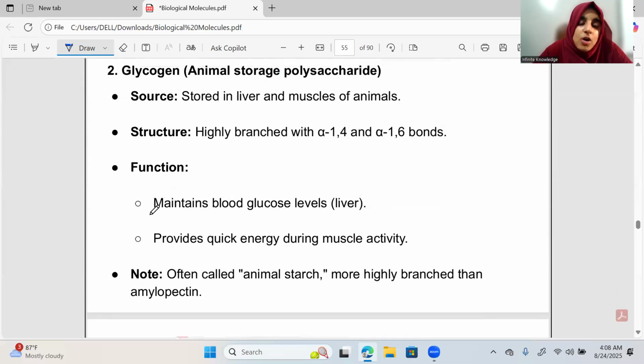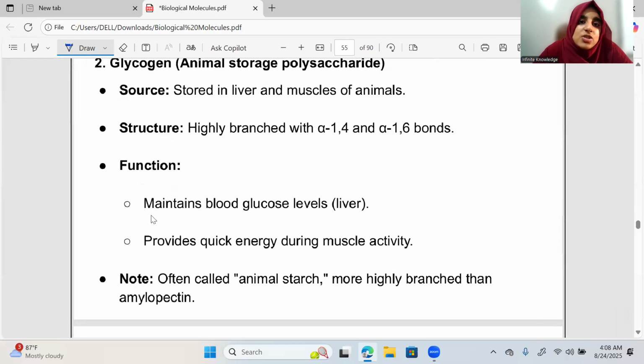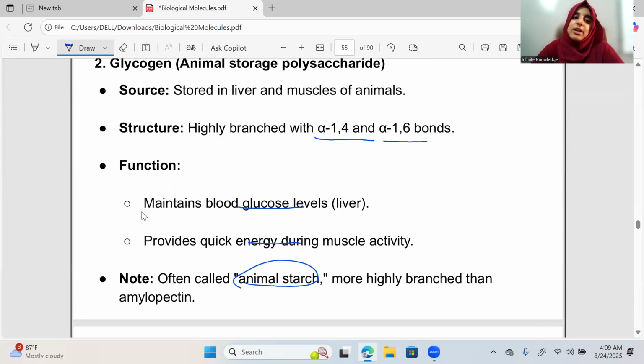All right, now we move on to glycogen. Glycogen is stored in the liver as well as in the muscle cells, and it is highly branched. It has alpha 1 comma 4 and alpha 1 comma 6 bonds, and it maintains the blood glucose levels. It provides lots of energy. It is known as the animal starch. This is very easy. It is more branched as compared to amylopectin.